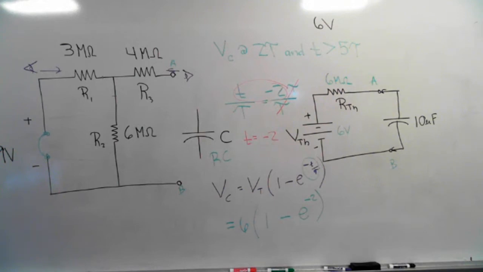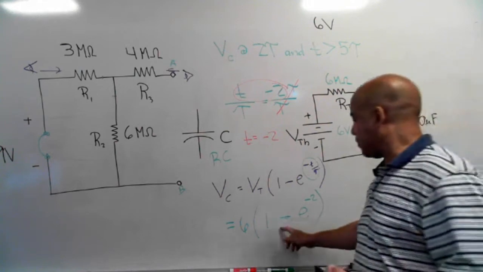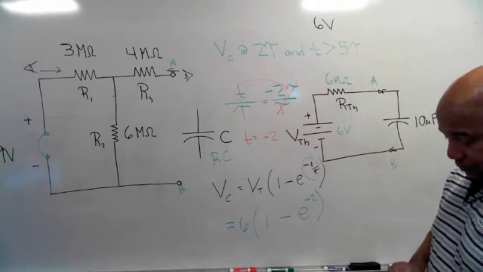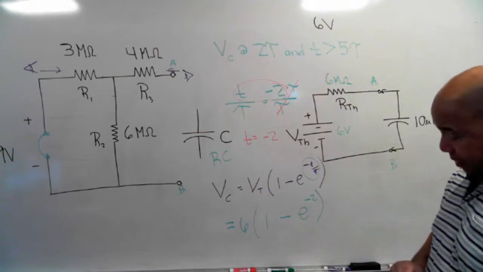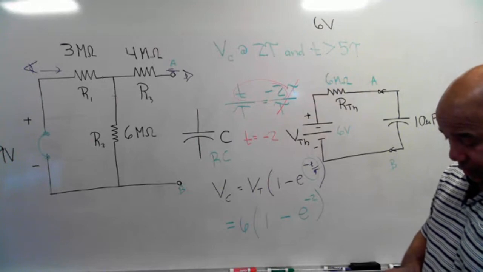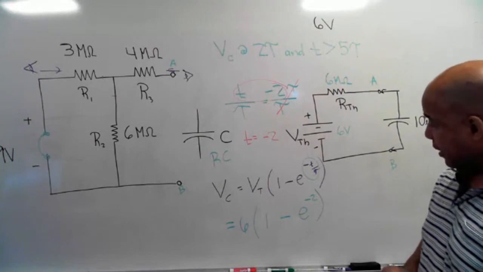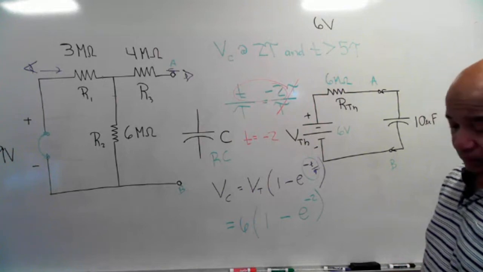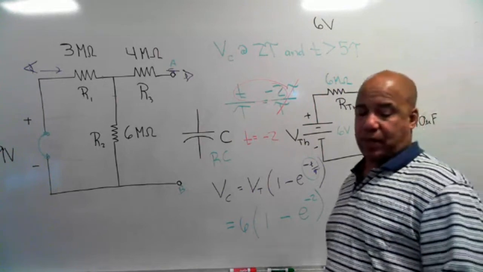All right. So I'm going to put this into my calculator. I got 6, open parenthesis, 1 minus, second function e to the minus 2, close. I get 5.19 volts.